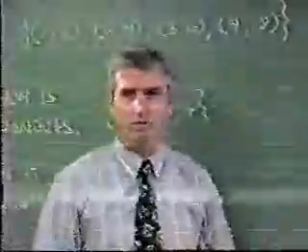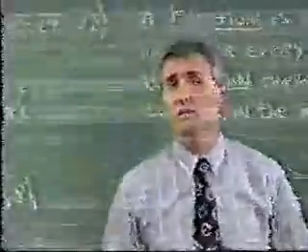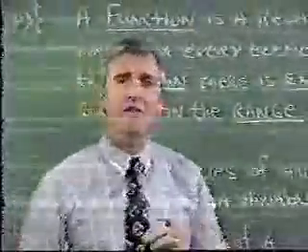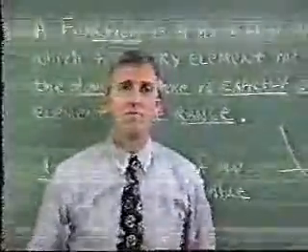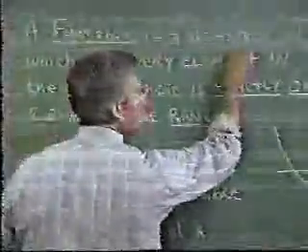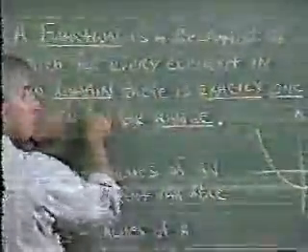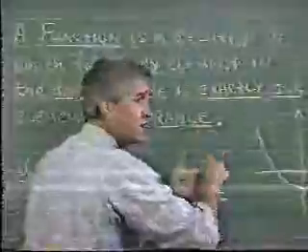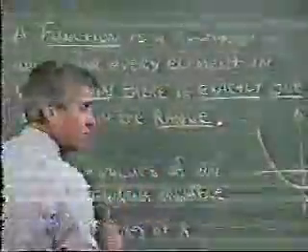Now, with the notion of relation at our disposal and the idea of what domain and range are, we're now ready to define a function. A function is nothing more than a special kind of relation. Now remember, a relation is just a set of ordered pairs. Could be finite, could be infinite. All right. A function is a relation, a set of ordered pairs, in which for every element in the domain, for every first component, there is exactly one. That means there is one, and there is no more than one. There's one and only one element in the range.